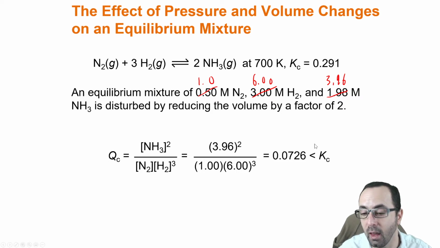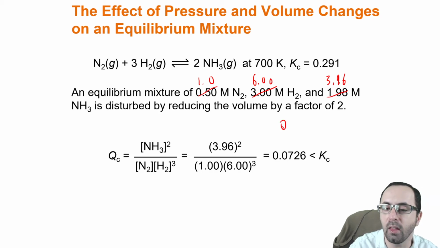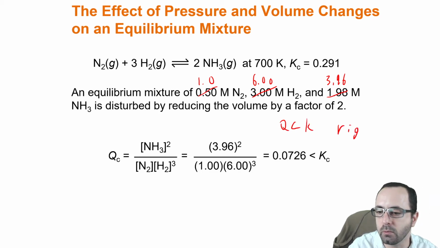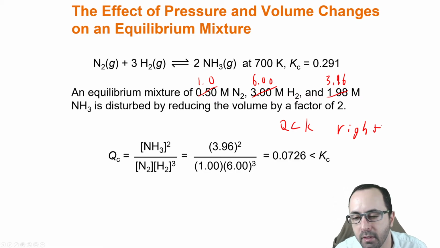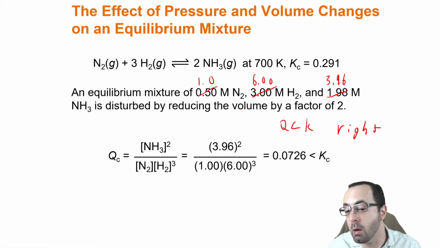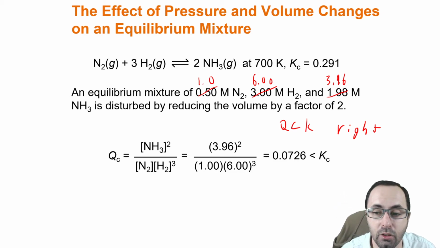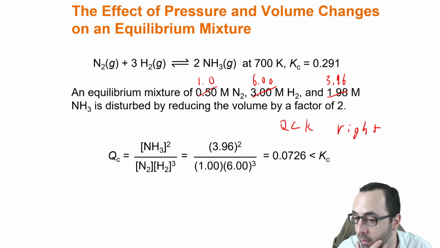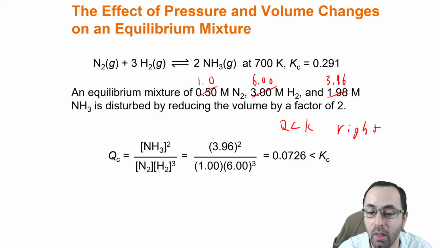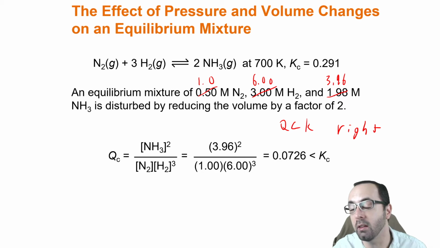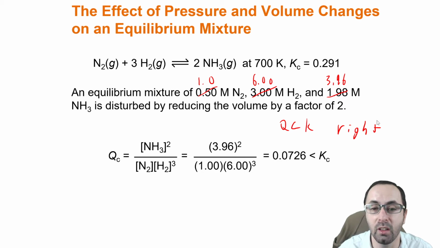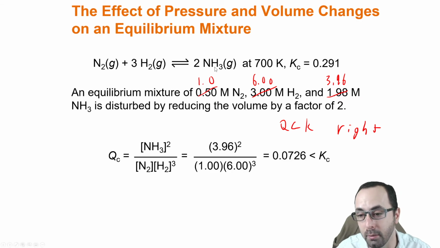So Q is less than K. That means that the reaction goes to the right, which is exactly what we predicted. So again, if you have the numbers, you can always calculate Q and compare to K, and that will tell you which direction the reaction will go. But you don't have to do that to apply Le Chatelier's principle. We didn't have any numbers in the last example. We just knew that because the volume was decreased, the pressure of the gases inside was increased, and so the reaction had to shift in the direction that would reduce the moles of gas, which in the case of this reaction is to the right.